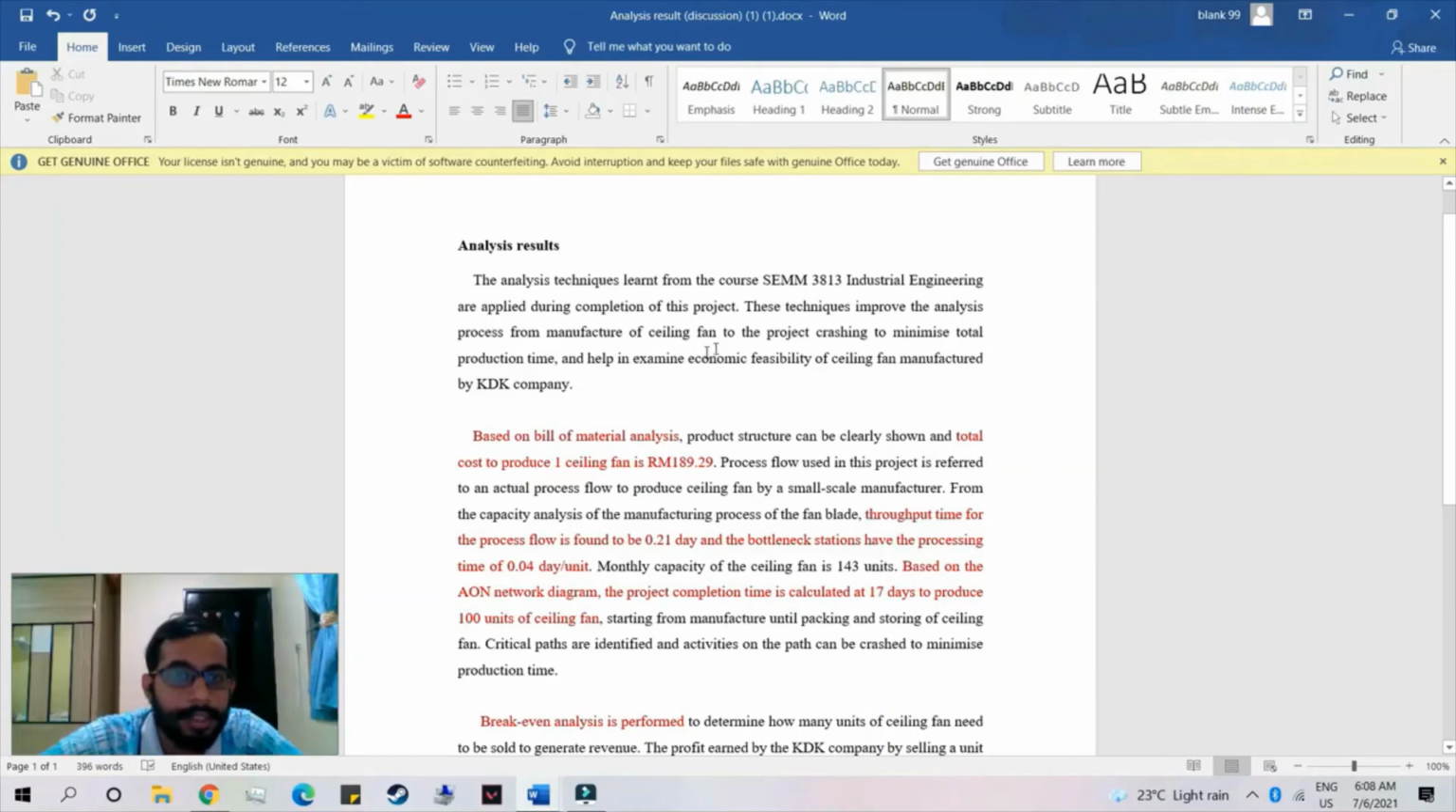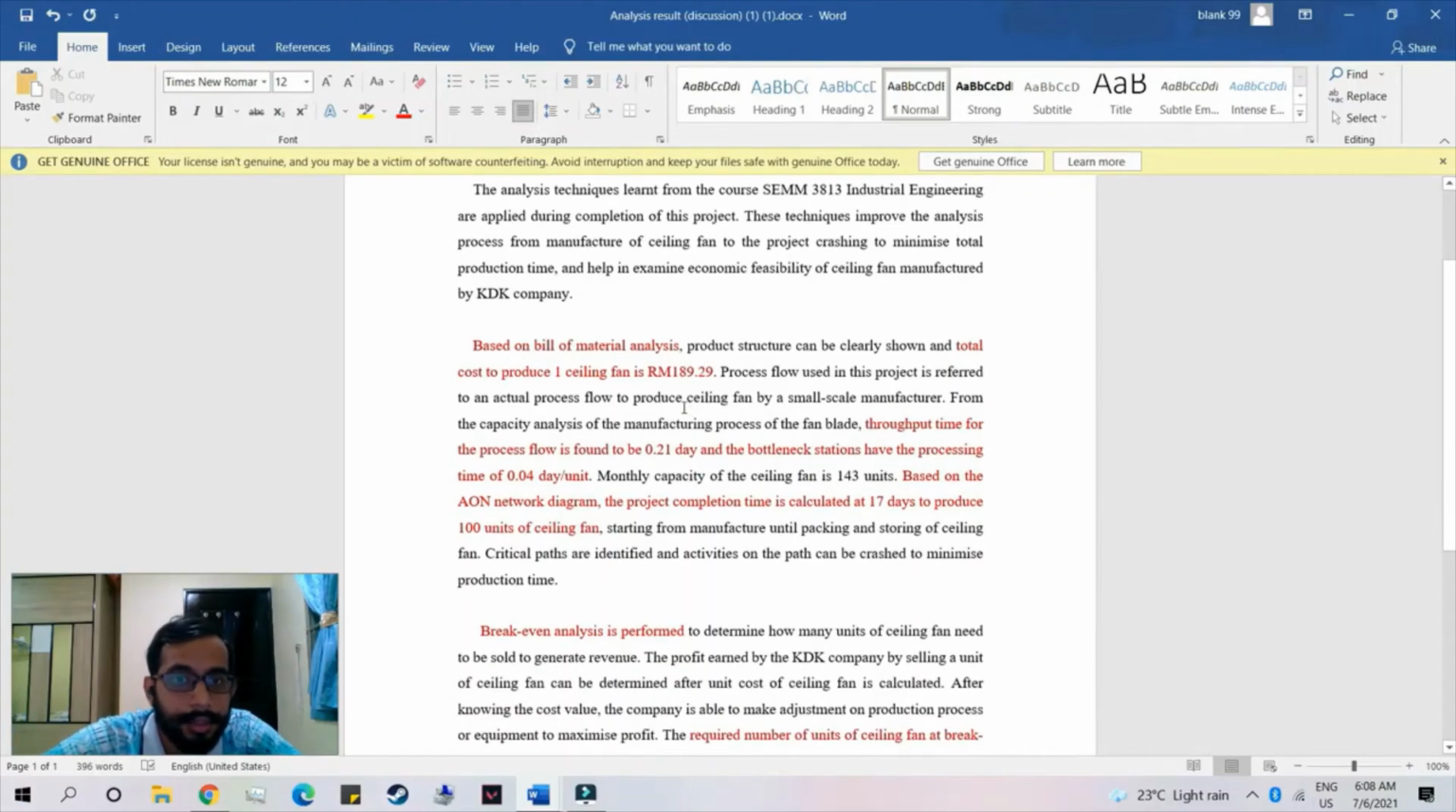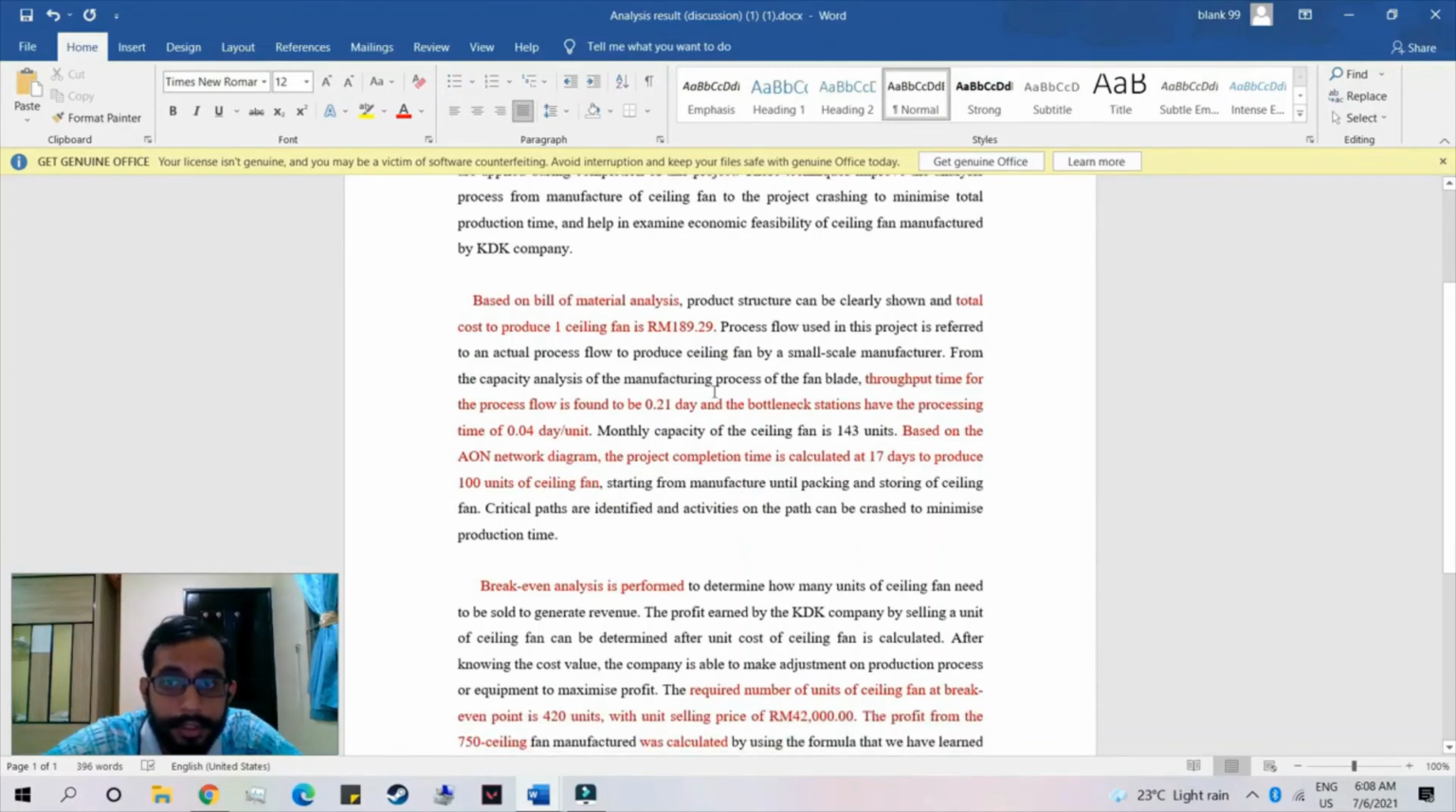Hello, my name is Divakaran Analalaki Karunakaran, and I'll be continuing the discussion for analysis results. Based on bill of material analysis, we know that the total cost to produce one ceiling fan is 189 ringgit and 29 cents. The throughput time for the process flow is 0.21 day, and the bottleneck station has a processing time of 0.04 days per unit.